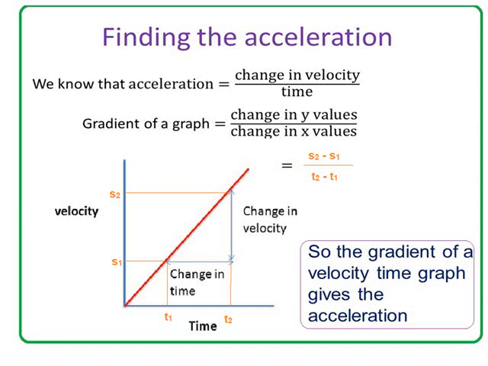So a model graph is being given for a body which travels with constant acceleration. So we have to fix any 2 points on the graph, A and B, and take the coordinates T1, S1, T2, S2, and the slope is given by S2 minus S1 divided by T2 minus T1. So the gradient of a velocity time graph gives the acceleration.